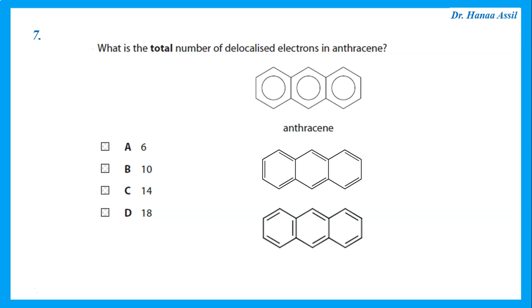Each double bond has a single bond and a pair of electrons shared to form the pi bond. So for each double bond, we have 2 delocalized electrons, or 2 electrons that are shared to form the pi bond. So what is the total number? The total number is 2 times 7, which is 40.